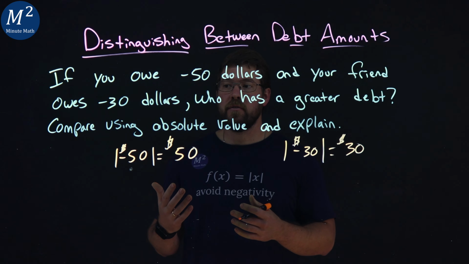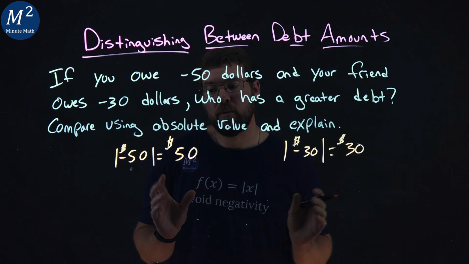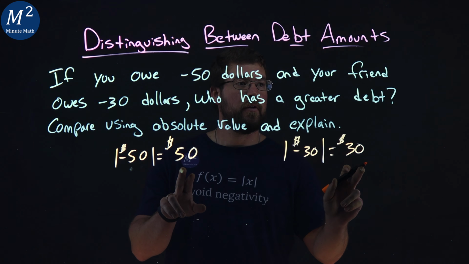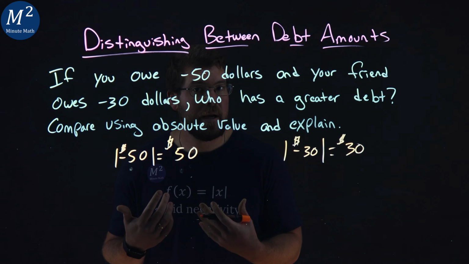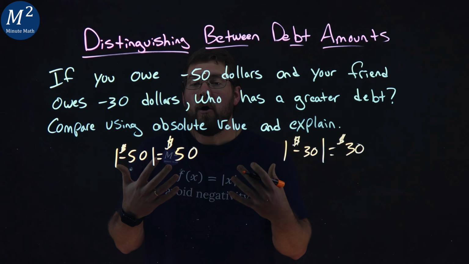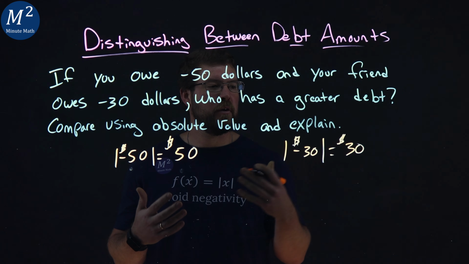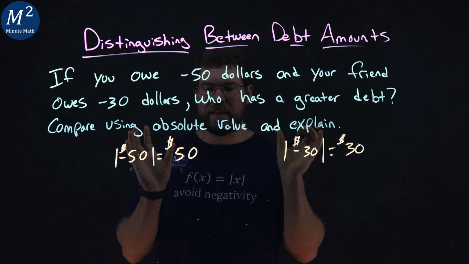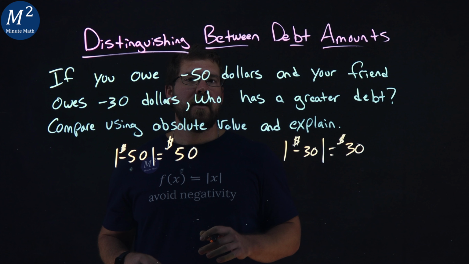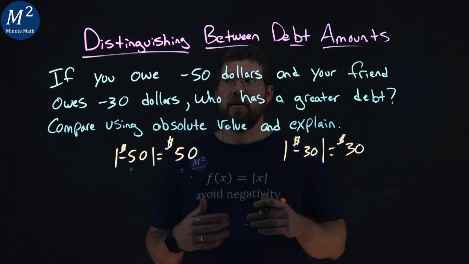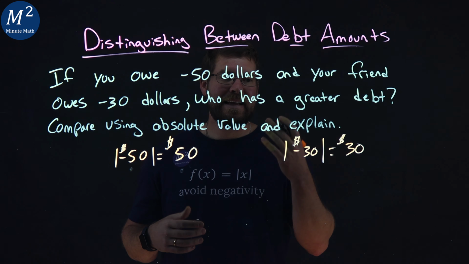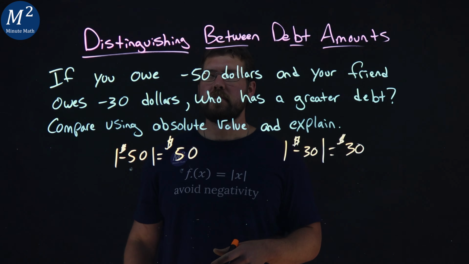So if we compare these two, once we take the absolute value of them, $50 and $30, $50 is greater, meaning that you owe more money than your friend because $50 is greater than that $30 here, once we take the absolute value of that. So since $50 is greater than 30 here, you owe more money than your friend.